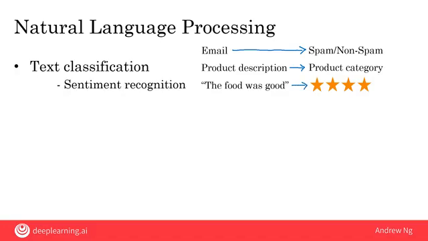The food was good is a pretty good review, maybe that's a 4 out of 5 star review. Whereas if someone writes service was horrible, then the sentiment recognition algorithm should be able to tell us that this corresponds maybe to a 1-star review.